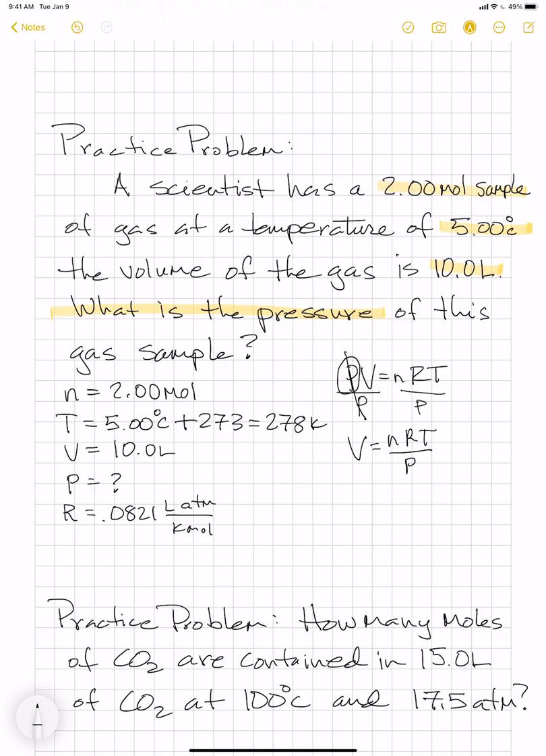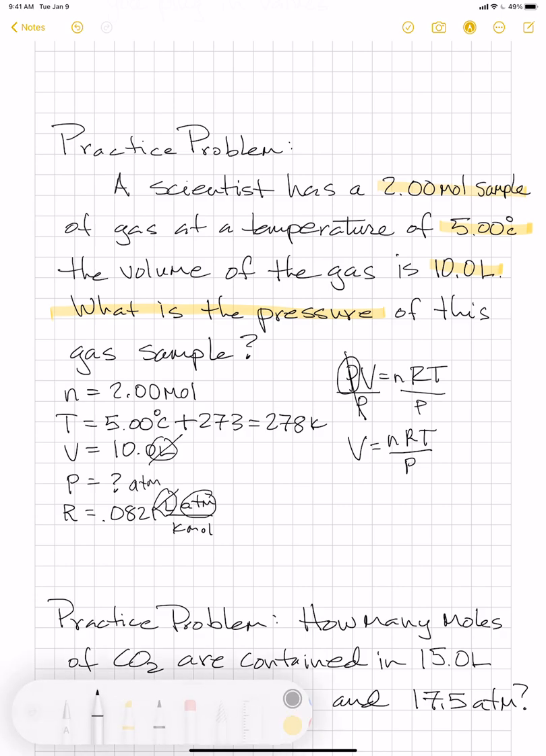And now I want you to look at something else. I've got liters here, I've got liters here. Well, that's going to cancel out. I've got atmospheres here. I've got, nope. So atmospheres will be our final unit. You can see that, right? There's nothing to cancel out atmospheres. So it will be our final unit. What about Kelvin?